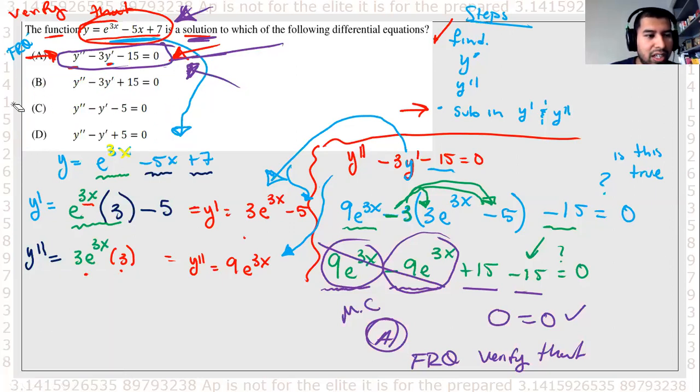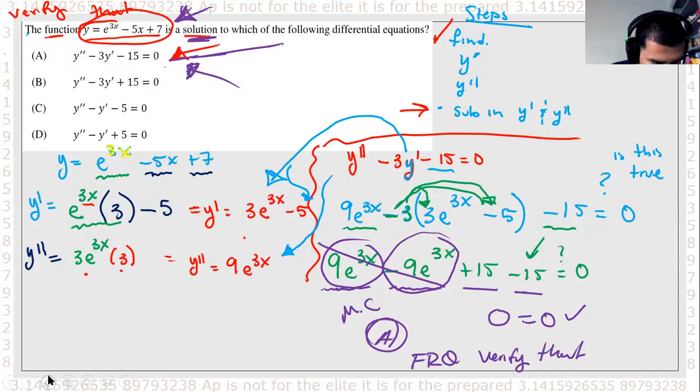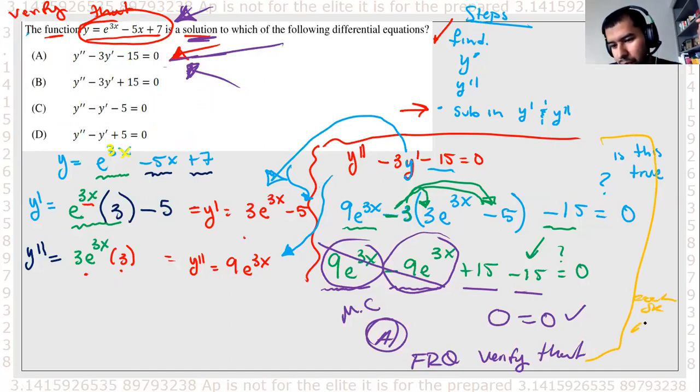If it was not a free response, they would give you all the options and you would have to try each one. The same thing we did for all of this work right here, we would do for each of the multiple choices.